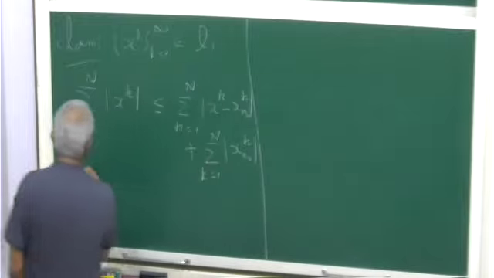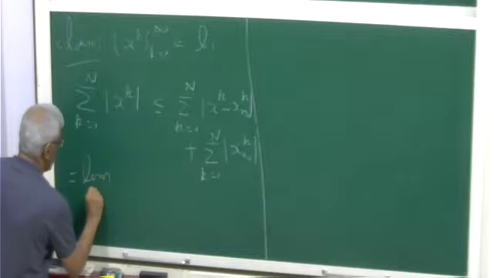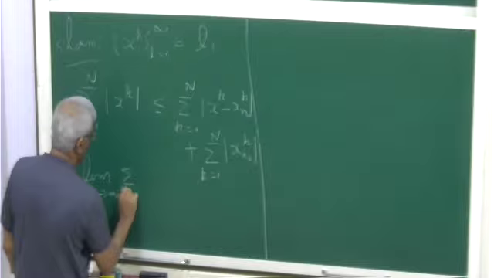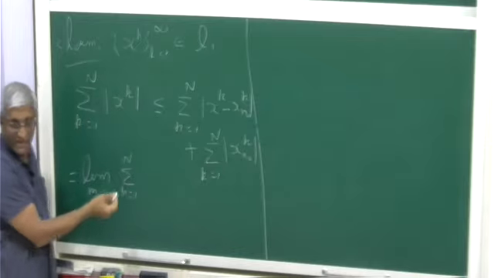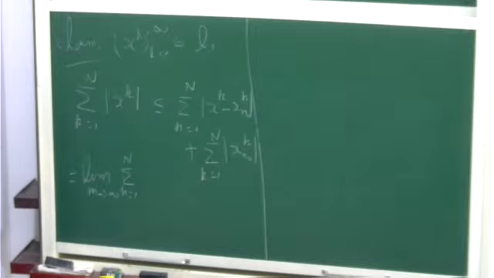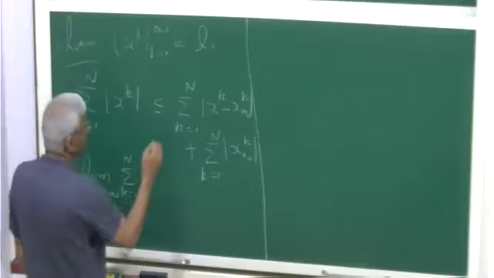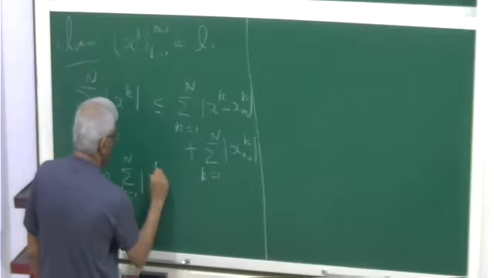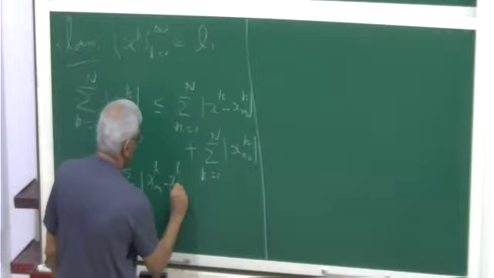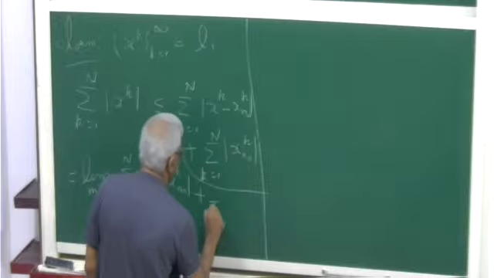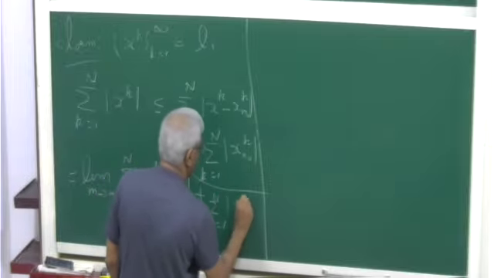Now this is exactly equal to the limit as m goes to infinity. This is just finitely many of them, right? I'm not taking infinitely many, just a finite sum for any n. So this is the summation k equal to 1 to n of |xk m minus xk n naught|, plus the summation k equal to 1 to n of |x n naught k|.